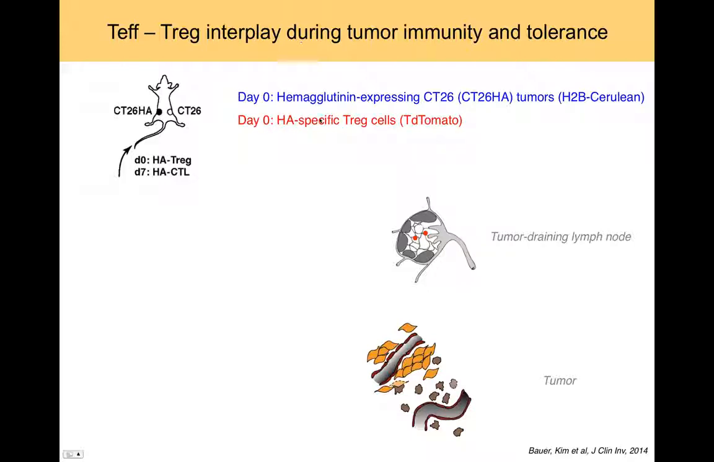So these express a transgenic T cell receptor that specifically recognizes the tumor-expressed hemagglutinin. And what happens is that these cells migrate to lymphoid tissues, spleen, lymph nodes, and in the tumor-draining lymph nodes, specifically these cells accumulate, they proliferate, and become activated, and eventually, like normal effector T cells, they leave the tumor-draining lymph node and start to infiltrate the tumor tissue.